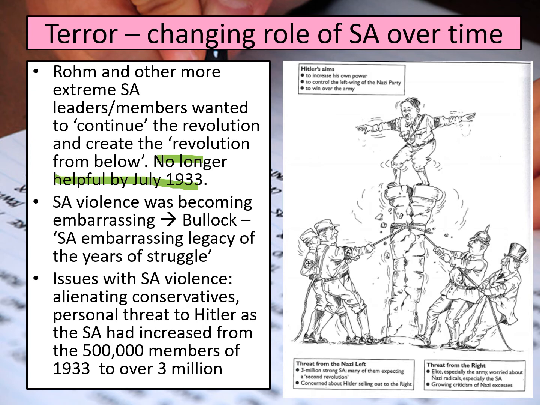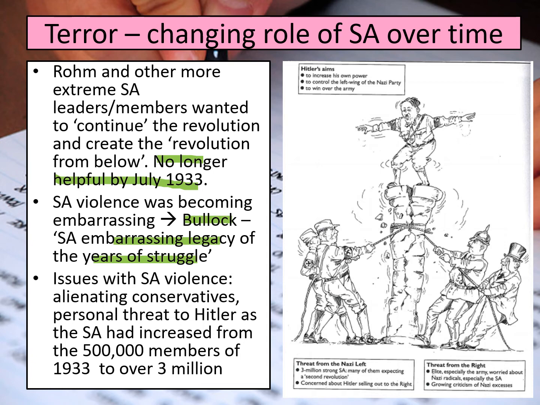And they are causing problems unnecessarily. They are causing lots of fights on the street with people that Hitler doesn't want them fighting with. Now, previously, they've been very helpful, but now Hitler is trying to establish himself as this really credible politician, and he's still trying to win over the conservative forces. The SA are now basically becoming this kind of embarrassing legacy of the years of struggle, to quote historian Bullock. And therefore, he doesn't really need them, and he doesn't really want them around anymore.